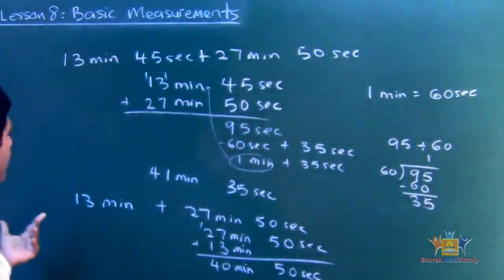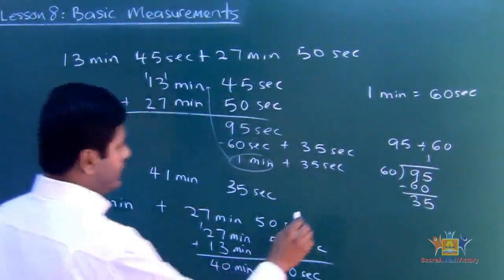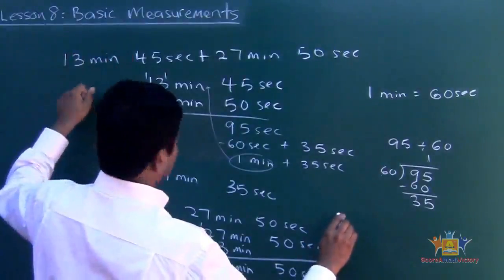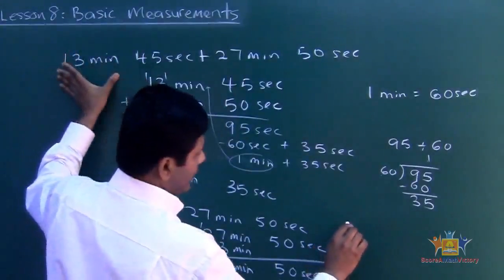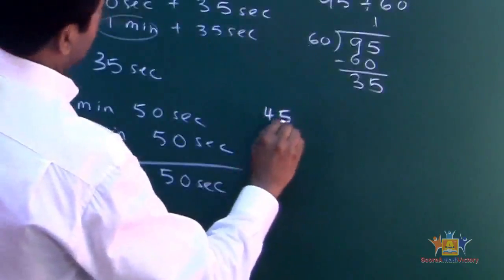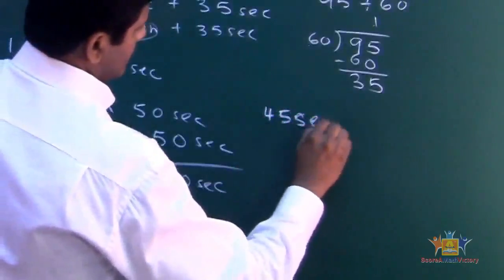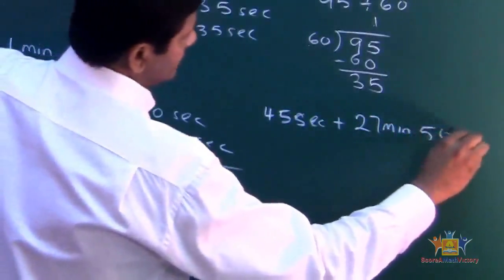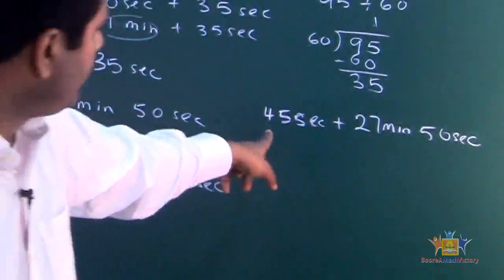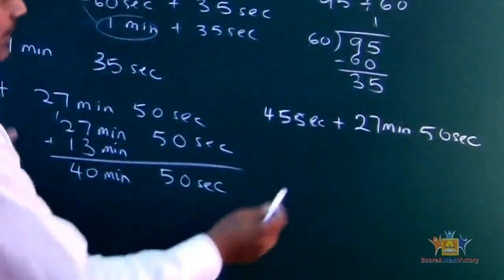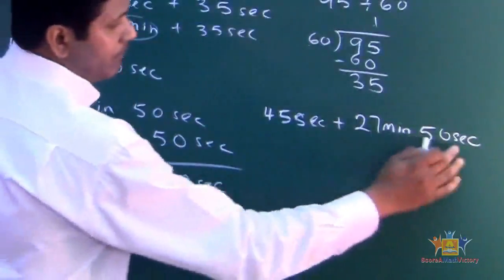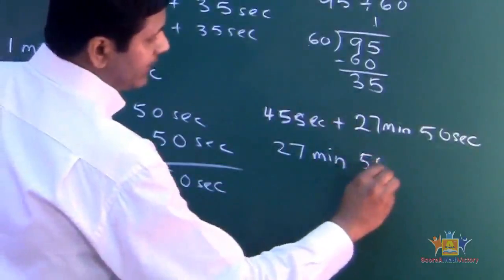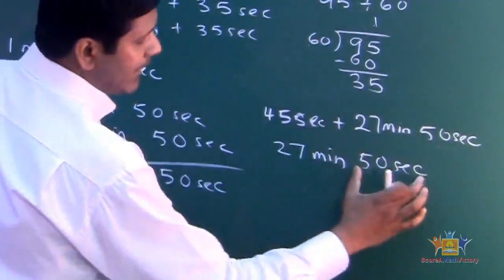Now let's say, for example, I had given you the other way around. This time I take this one out and give you 45 seconds, and you're adding it with 27 minutes and 50 seconds. So now I'm lining them up. Take the big one, the one with more numbers in it: 27 minutes, 50 seconds. Then I'm going to take this one and line it up with the second family.